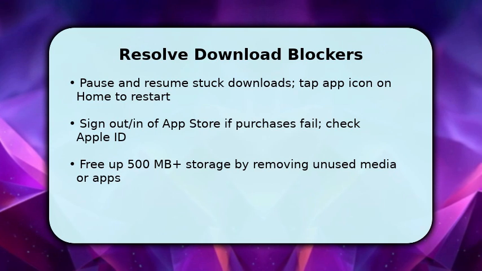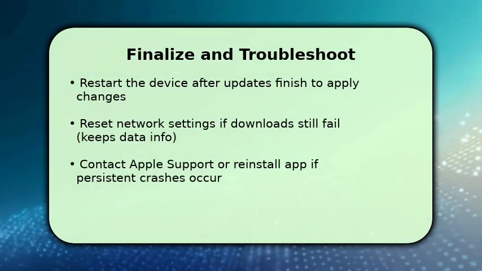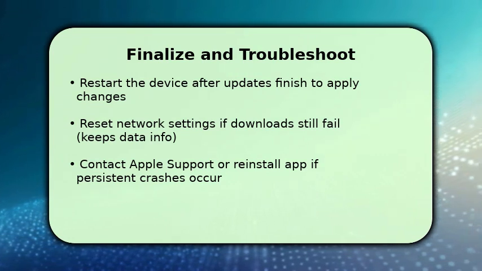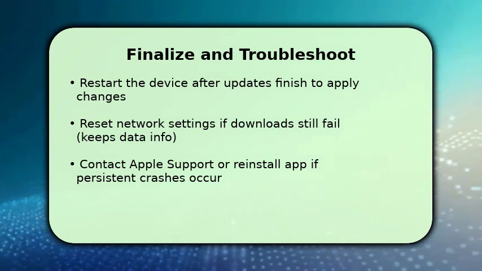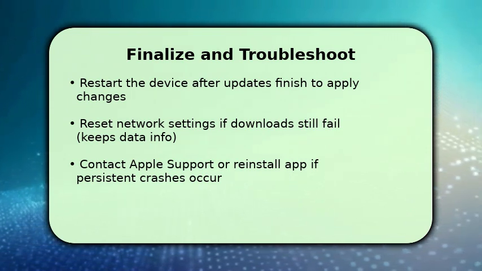If downloads still fail, reset network settings in Settings, then General, then Transfer or Reset iPhone, then Reset. This clears Wi-Fi and VPN caches that can block downloads, but keeps personal data.